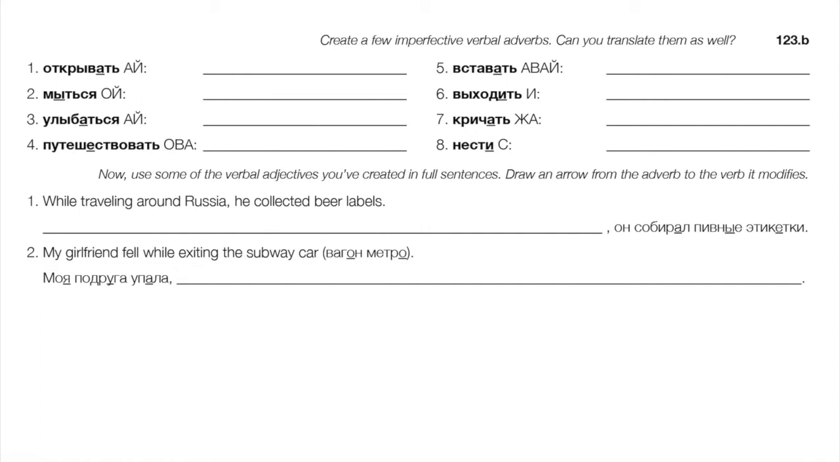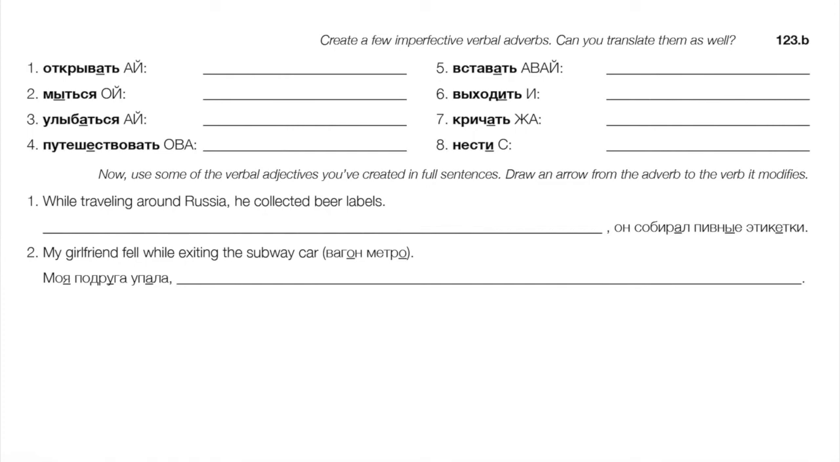Anyway, number 7, кричать. Кричат would be the third plural, and our deverbal would be крича, right? Okay, there's one that's affected by the eight-letter spelling rule. Even though we might think we need to write я, we write а instead. Number 8, нести. Okay, third plural would be несут. We get неся, right?